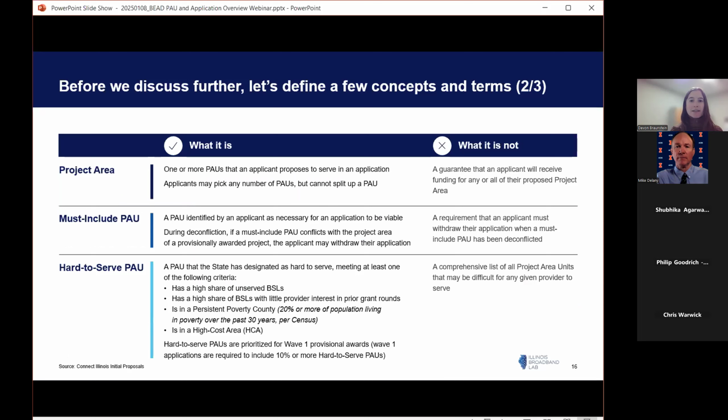All right, to define a couple of other terms, first we have project area. A project area is the set of PAUs that an applicant proposes to serve in an application. Again, an applicant can pick any number of PAUs, but they cannot split up a PAU and say that they'll serve one location in it, but not another. So essentially, if I'm applying to serve PAUs 1, 2, and 10, the compilation of that is my project area. What it is not is a guarantee that an applicant will receive funding for any or all of their proposed project area.